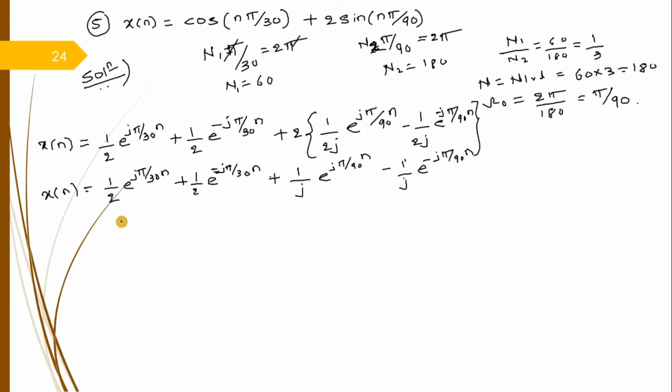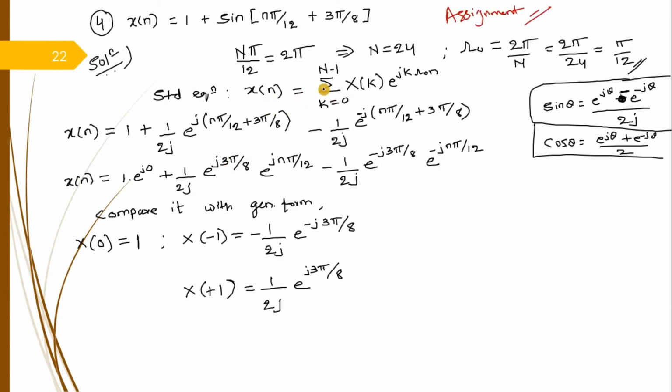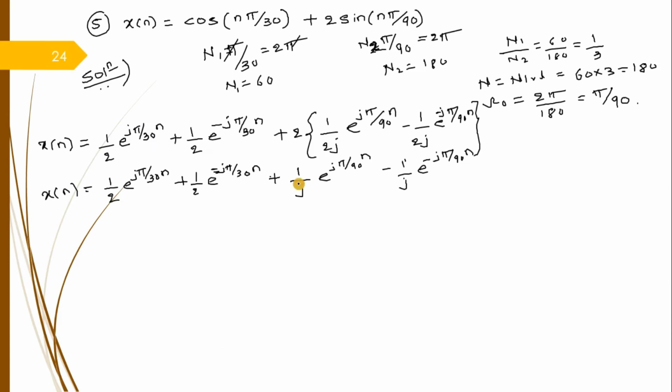Now what I do is I compare with the standard form. Standard form, how is it written? So the standard form is, in the previous slide we had shown, x of n is equal to summation k from 0 to N minus 1 of x of k e raised to j k omega naught n. Same thing we'll write here. x of n is equal to summation k ranging from 0 to N minus 1, or negative period as well as positive period, then x of k e raised to j k omega naught n, right?